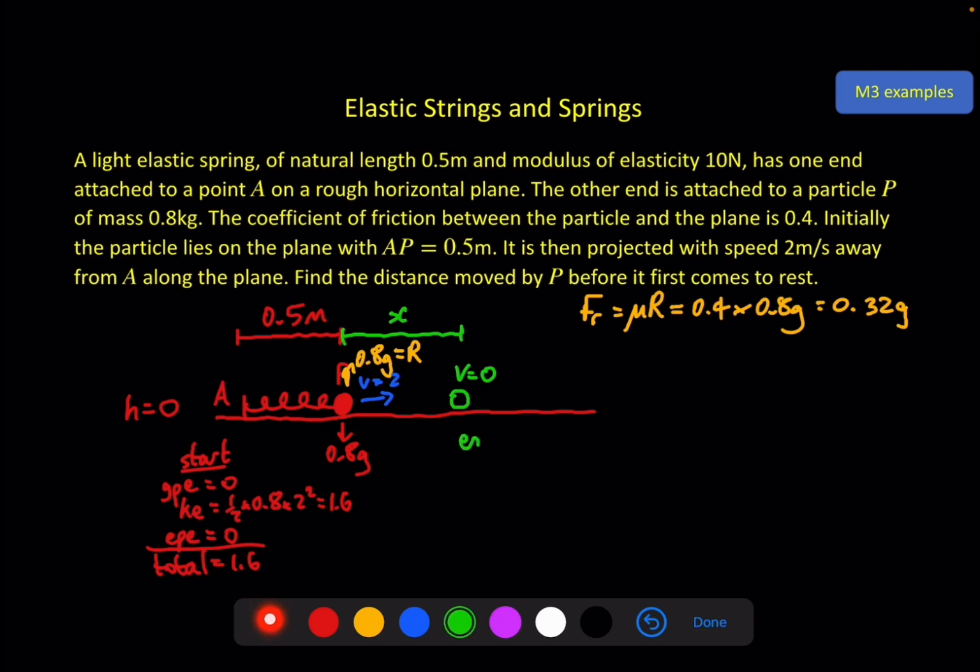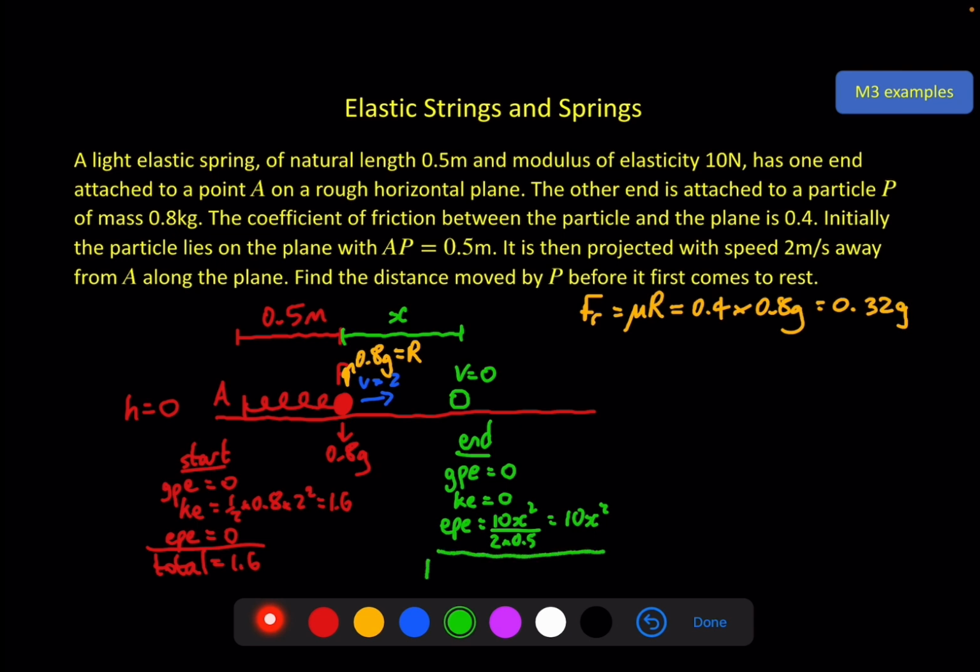Let's have a look at the end setup here. Our gravitational potential energy is still 0. The kinetic energy is 0 because it comes to rest. The elastic potential energy is lambda times x squared over 2 times L. So that's 2 times 0.5, which is 1. 10 divided by 1 is 10, so we get 10x squared there.